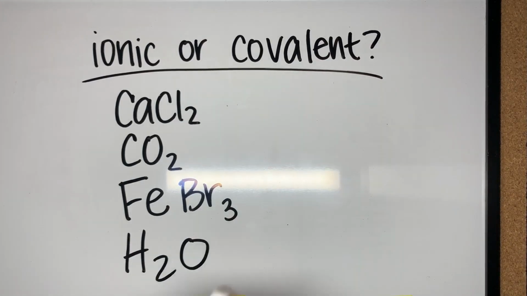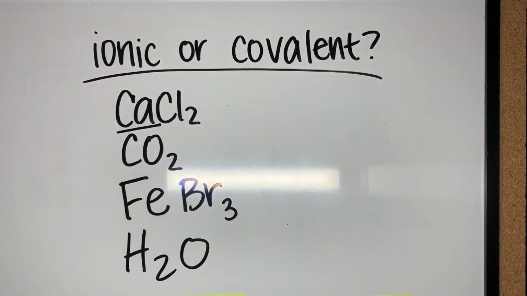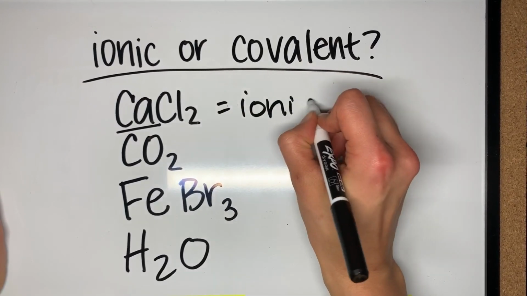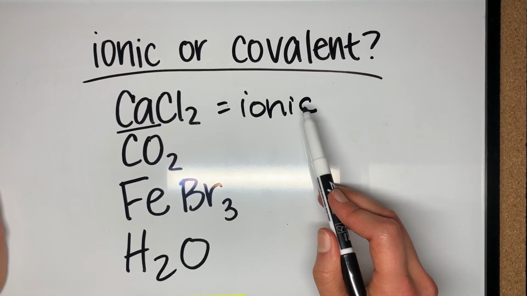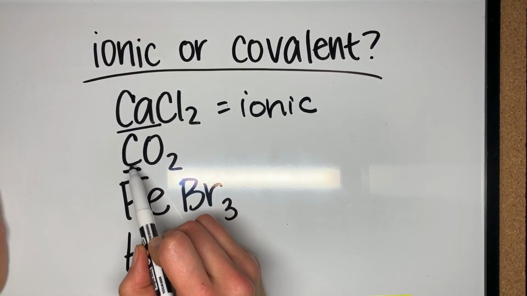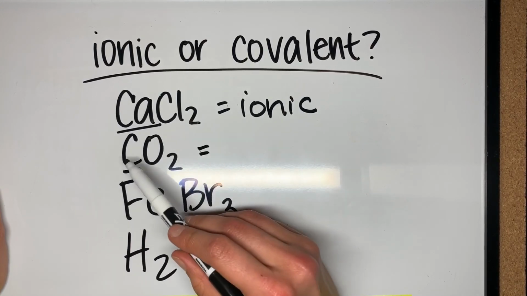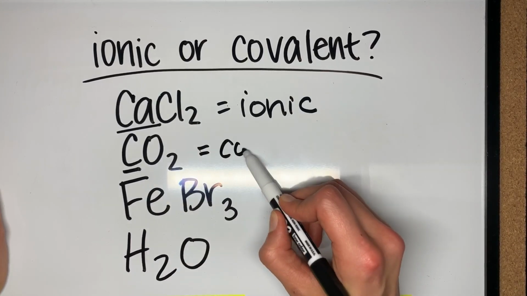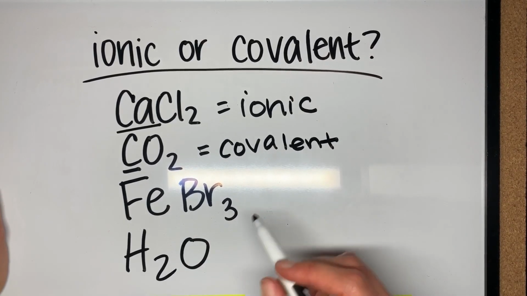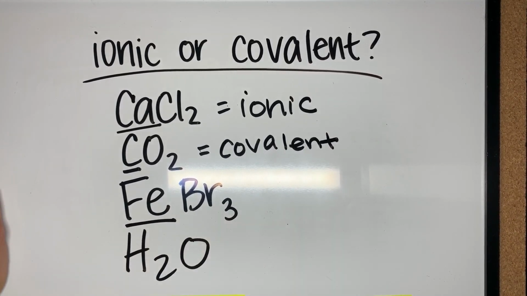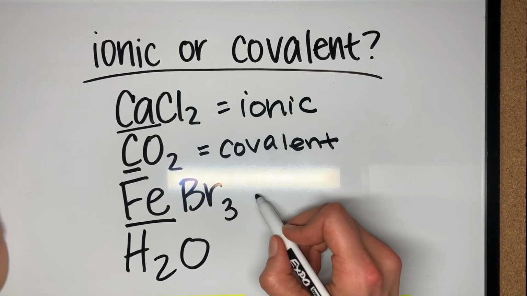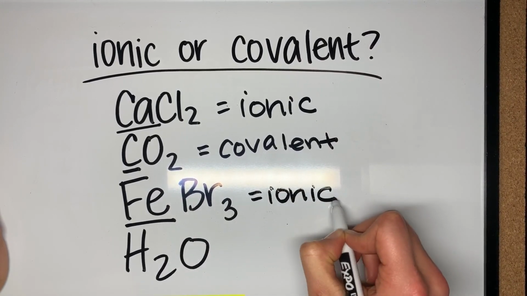This first one contains calcium. Calcium is in group 2, making it a metal, which means that calcium chloride would be an ionic compound. For the second one, carbon is a nonmetal. When we see a nonmetal as the first element, we can automatically know that this is a covalent compound. The third one, we see Fe, which is iron. That is a transition metal, which means that this is going to be an ionic compound.